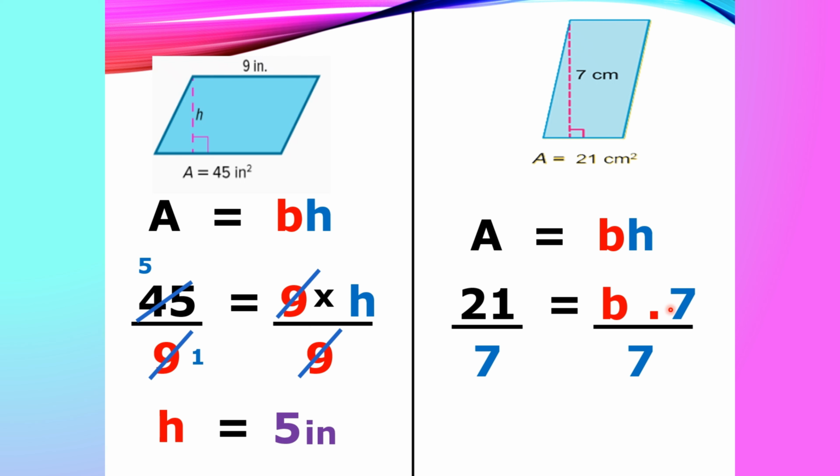21 divided by 7, and we divide this side by 7. The 7, we cross out the 7 at the top, and 21 divided by 7 is 3. So it means the base is 3 centimeters. To see if you're correct, multiply the base with the slant height. 3 times 7 gives you 21 centimeters squared.